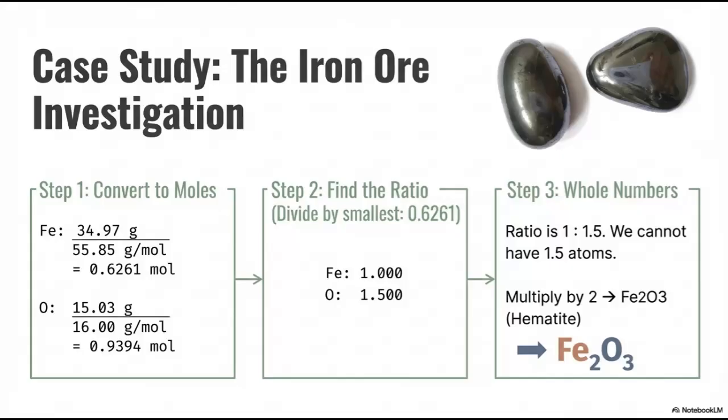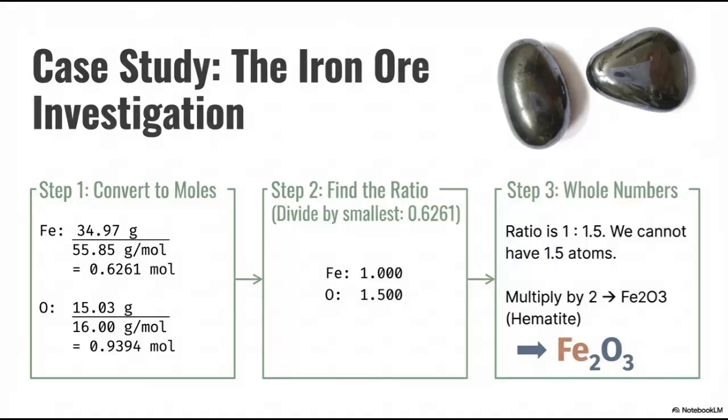Then I divide each one of those moles that I have in here by the smallest one. So by looking at them, the smallest one is 0.6261. So I divide both by that. If I divide 0.6261 by 0.6261, that gives me 1. That's for iron. And if I take the 0.9394 divided by 0.6261, it's going to be around 1.5. I told you, you need whole numbers. 1.5 is not a whole number. And please don't round.